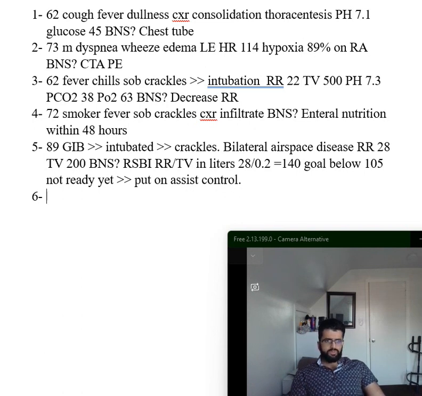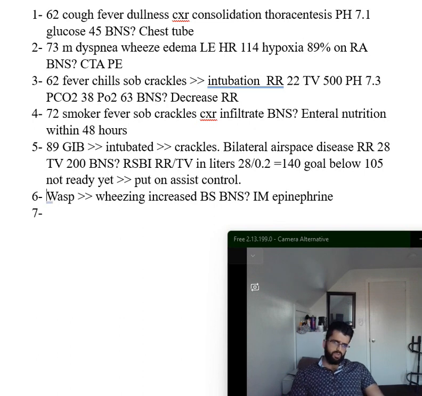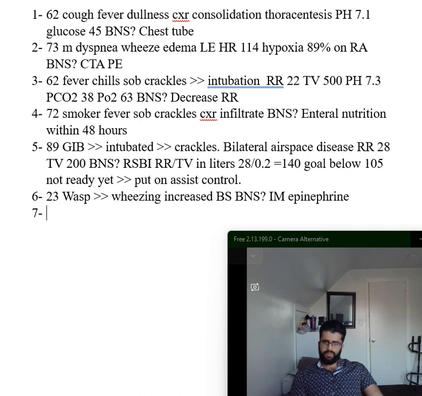Another question: somebody stuck by a wasp, a 23-year-old, came in with wheezing, okay? There's good air entry and all of that, but there's increased bowel sounds. So what's the best next step? This patient's blood pressure is kind of low, a little bit tachycardic, so you suspect shock. So you do IM epinephrine. This could save his life, right? 23-year-old.